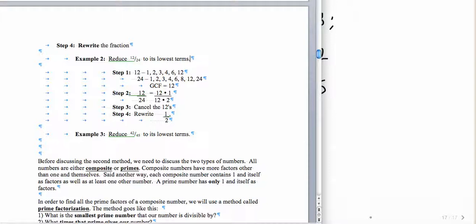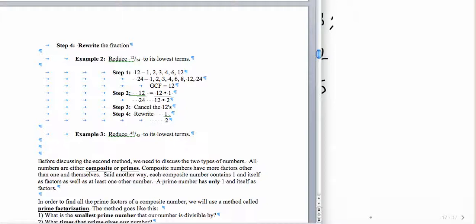So looking at 24 in the same way, 1 times 24. Does 2 go into it? Yes. 2 times 12. Does 3 go into it? Yes. 3 times 8. And then 4, does 4 go into it? Yes. 4 times 6. Does 5 go into it? No. You've met yourself in the middle, you know you're done.